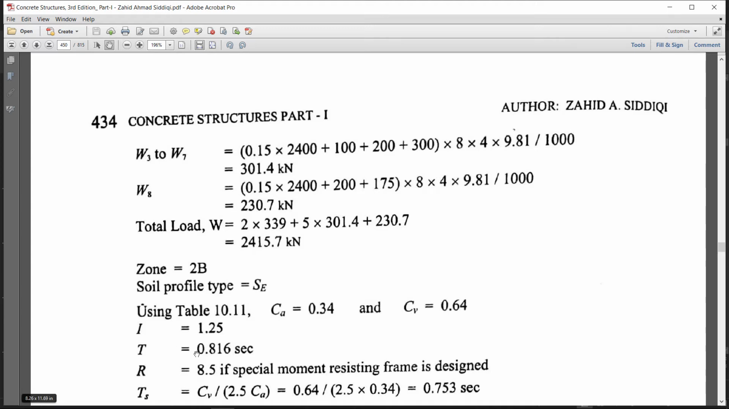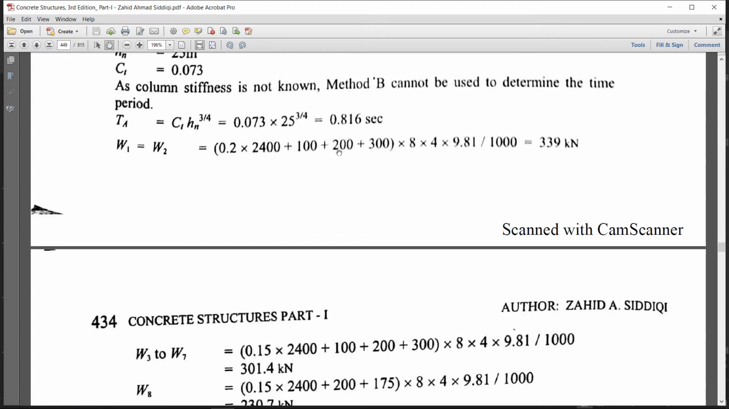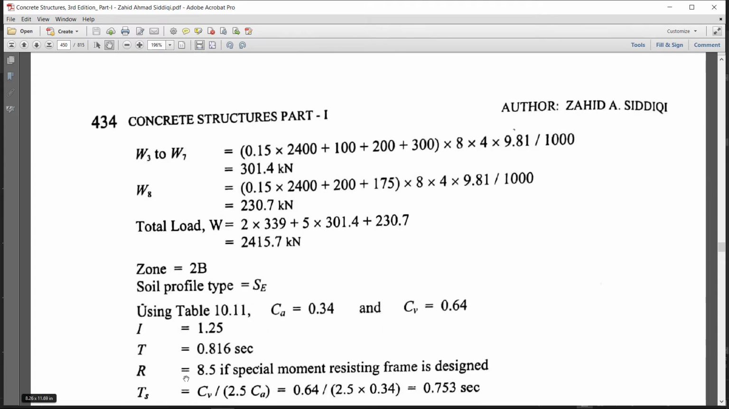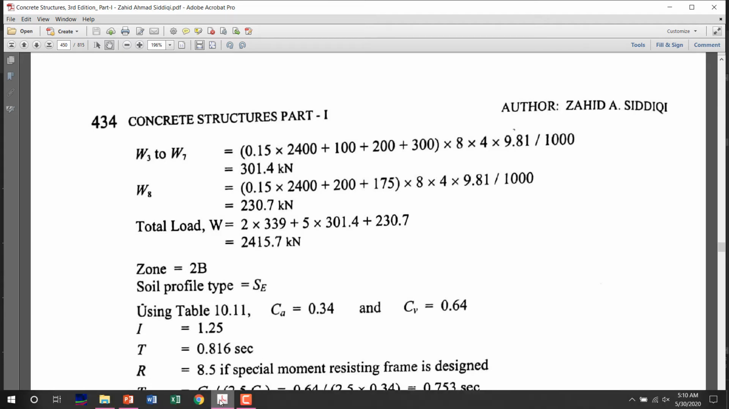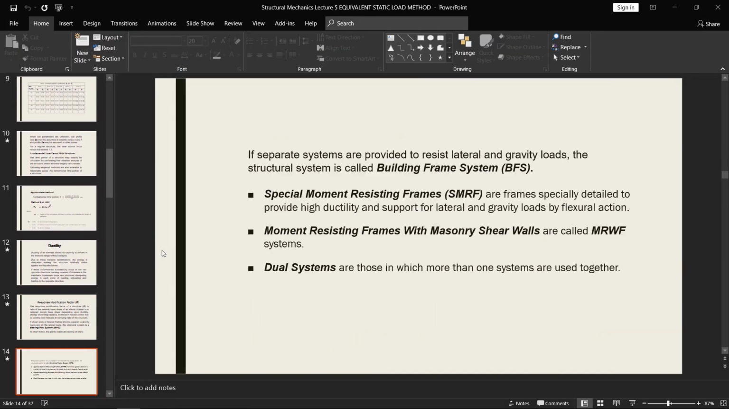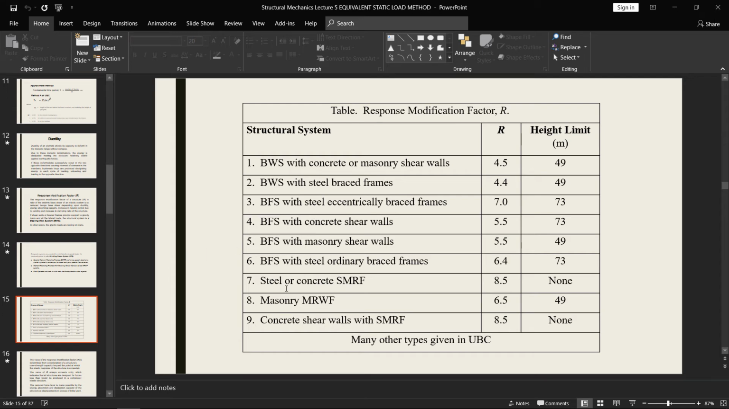The time period of the building that we have calculated already is 0.8116 second. And the response modification factor is 8.5 if a special moment resisting frame is designed. It's the initial forces stage, but after designing the members, if we do the special moment detailing, then the R value 8.5 should be picked. Our RC frame, so that's why the response modification factor, steel or concrete special moment resisting frame, R value is 8.5.